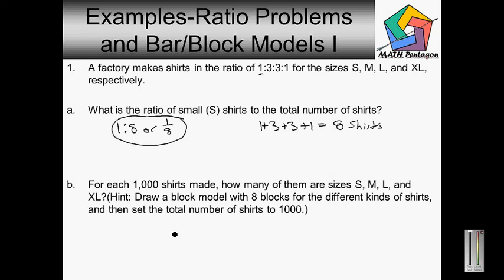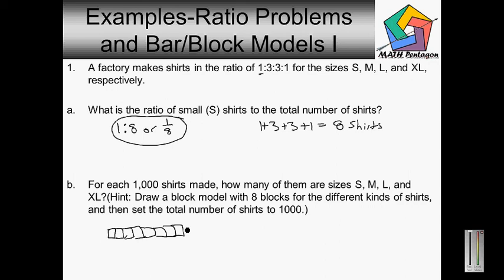Okay, so our next question is asking us, for each 1,000 shirts made, how many of them are sizes small, medium, large, and extra large? Hint: draw a block model with 8 blocks for the different kinds of shirts and then set the total number of shirts to 1,000. So we're going to make our block model. We got to make 8 blocks. 1, 2, 3, 4, 5, 6, 7, 8.